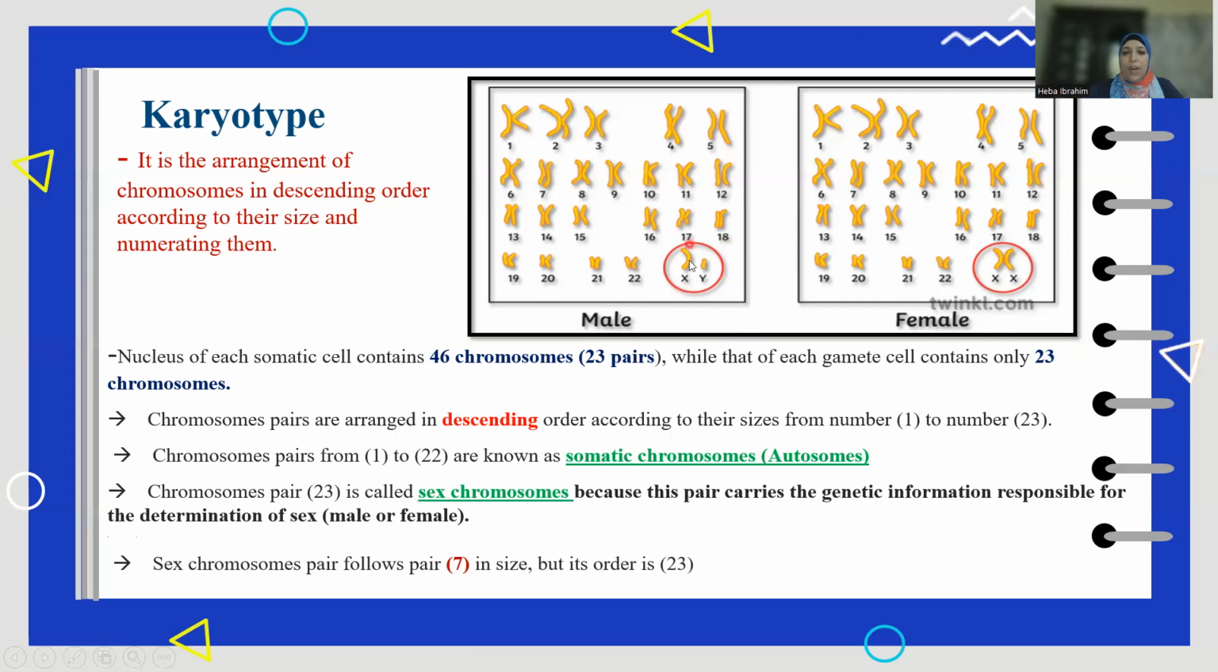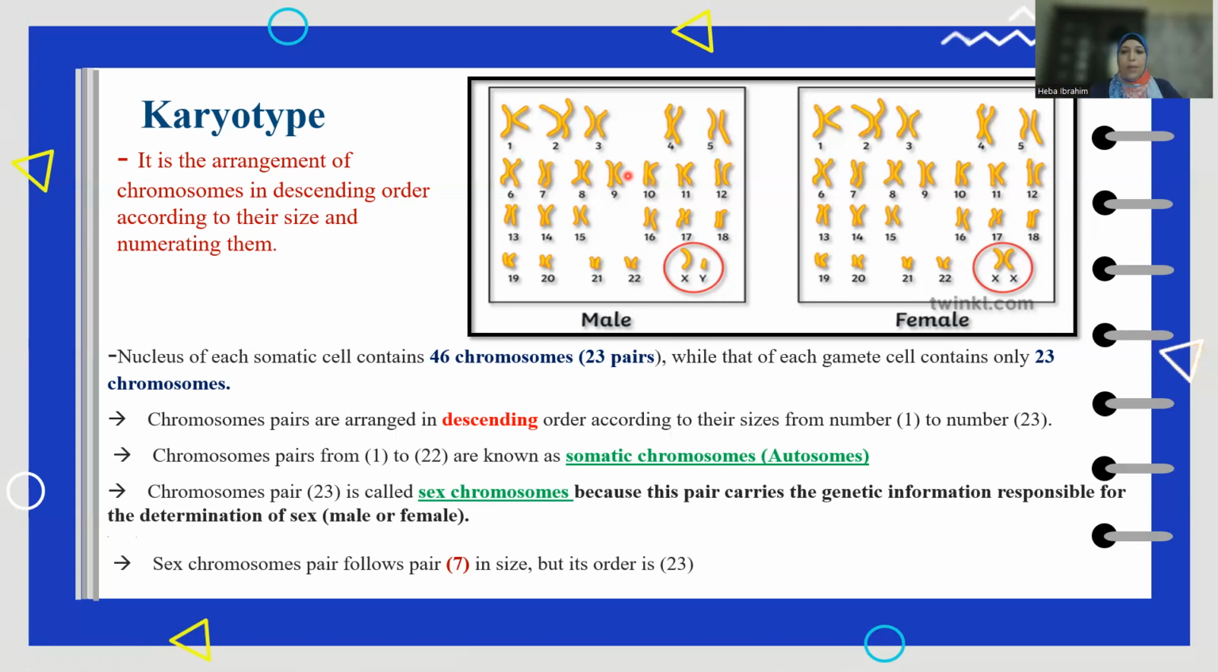But because they are different from the rest of the autosomes, they are put in the last order, or considered as chromosome pair number 23, to be differentiated from the others, because this pair of chromosomes carries the sexual genes only, while the rest of the autosomes carry the somatic genes, or the genes that are responsible for somatic traits. Okay?